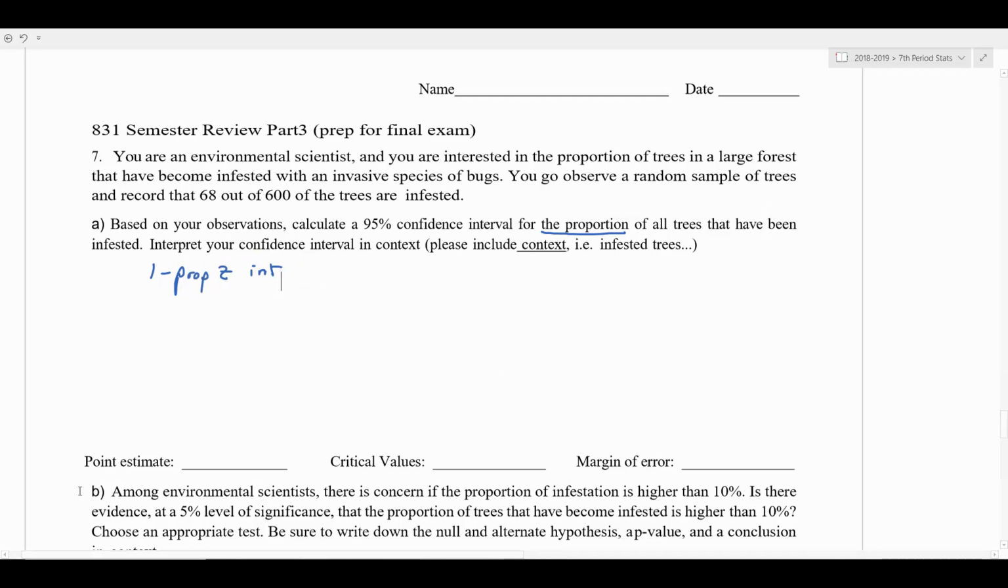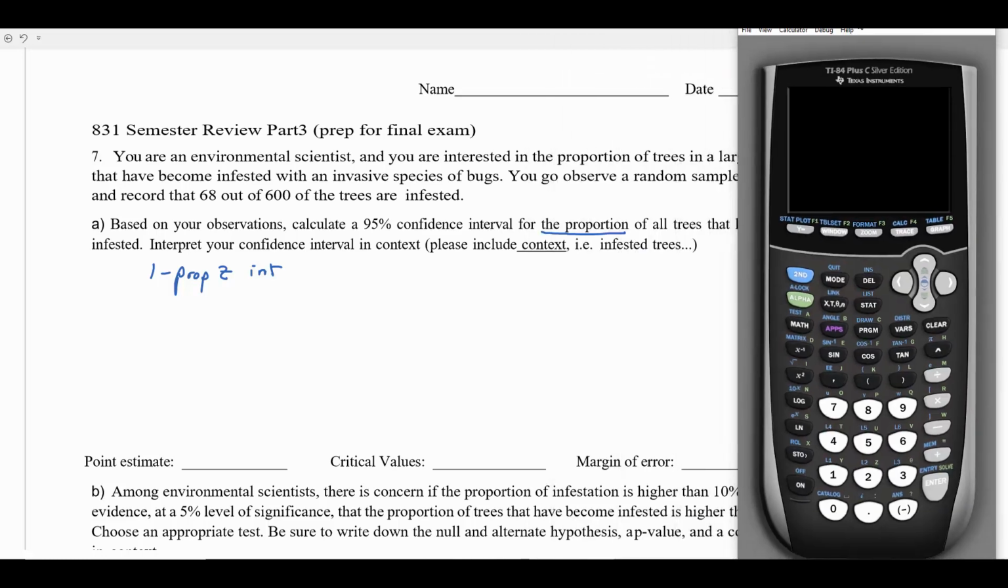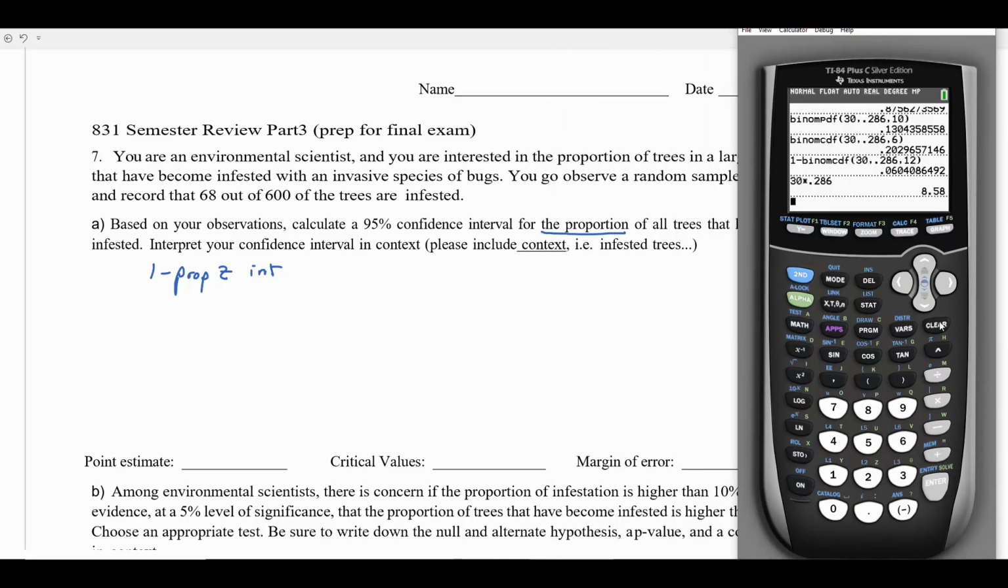All right, I'm going to go ahead and bring up my calculator, start getting my information in. So we're going to go to stat, over to test, and we'll do a one prop z int. Down here, it's option A. We'll hit enter. And we got 68 successes, right? 68 of the trees were infected, and we sampled 600 of them. And we want our confidence level to be 95%. And there we go. That is our confidence interval.